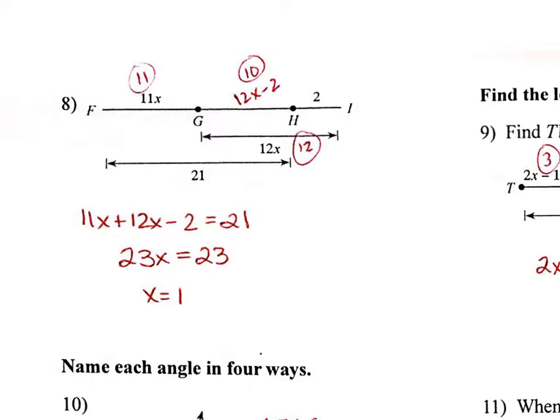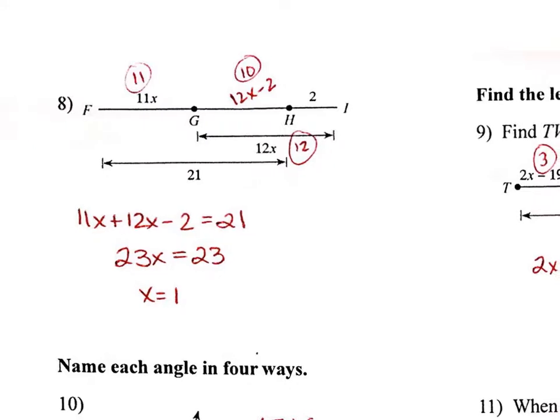There are a few different ways, but what I did was I focused first just on this section that says 12x. So if I know all the way from G to I is 12x, and H to I is 2, then this other part must be 12x minus 2. It's whatever's left over. So once I filled in that other small piece, it was a little easier for me to set up an equation.